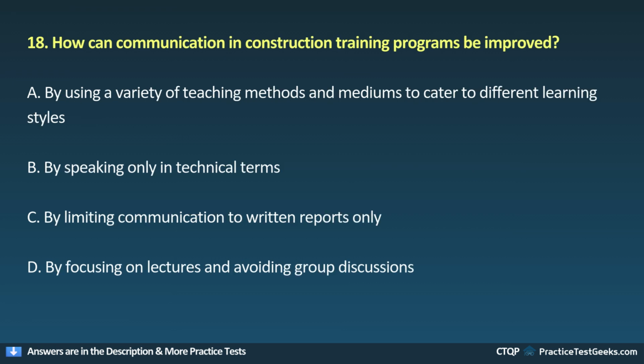18. How can communication in construction training programs be improved? A. By using a variety of teaching methods and mediums to cater to different learning styles. B. By speaking only in technical terms. C. By limiting communication to written reports only. D. By focusing on lectures and avoiding group discussions.